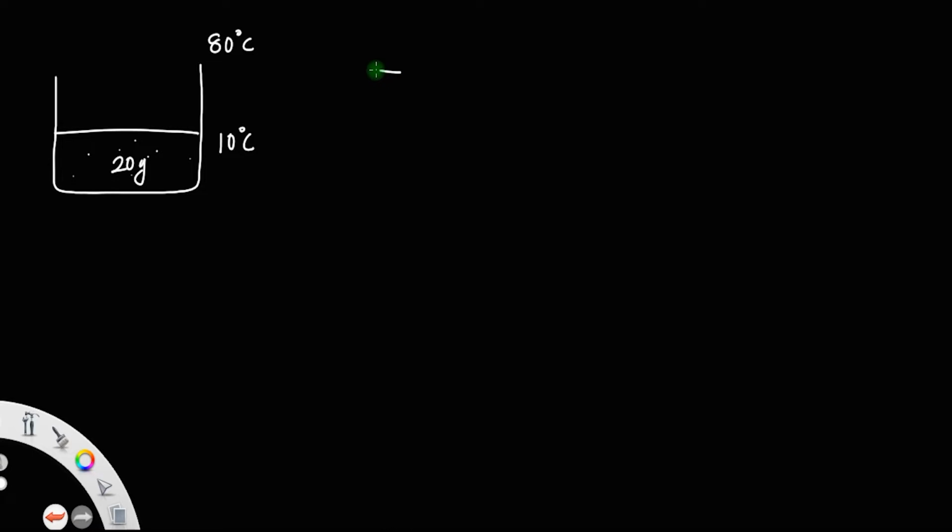So we have 20 grams of water at 10 degrees Celsius. And the temperature of this water has to be raised to 80 degrees Celsius using steam. By supplying steam, you are increasing the temperature of 20 gram water from 10 degrees Celsius to 80 degrees Celsius.